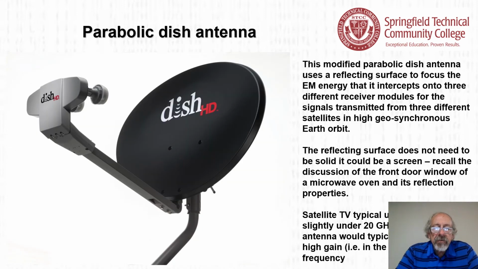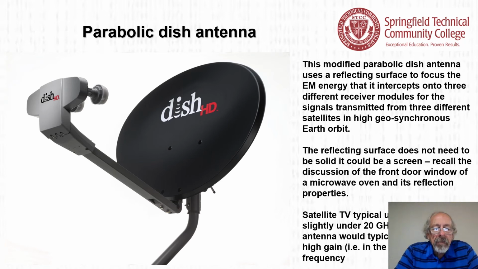So here's this nice picture of a high-definition satellite dish, a parabolic dish antenna. This modified parabolic dish antenna uses a reflecting surface to focus the electromagnetic energy that it intercepts onto 3 different receiver modules for the signals transmitted from 3 different satellites in high geosynchronous Earth orbit. So you can see in the picture 2 of the focal points.